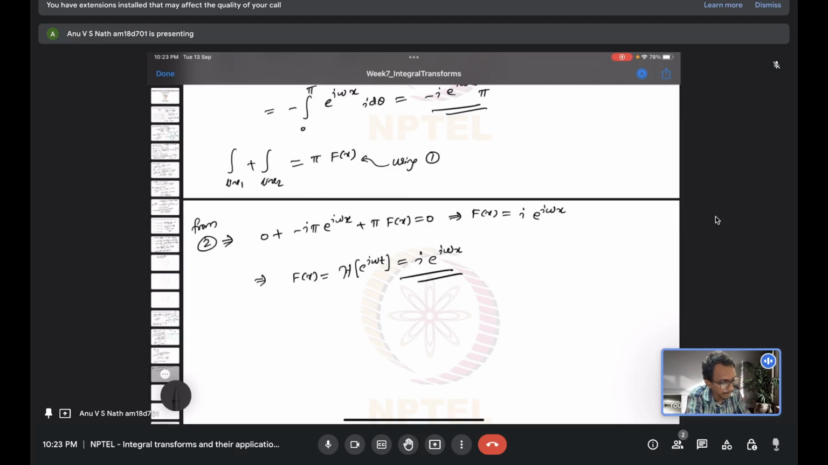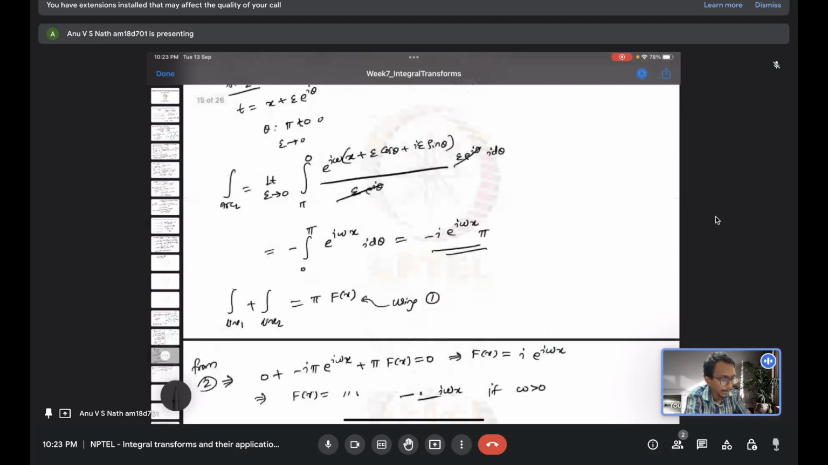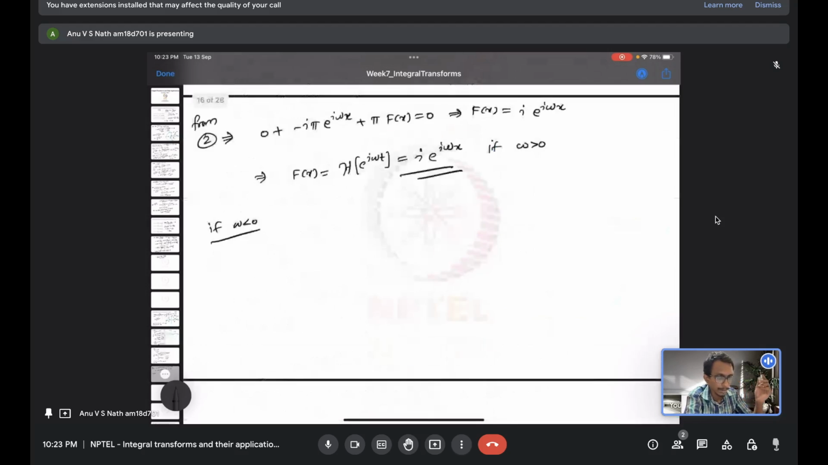But this is possible only if omega is greater than 0. If omega was less than 0, then use this contour, because for omega less than 0 we cannot use the first contour that I have drawn. You have to use the second one, because otherwise the integral over the circular arc will be divergent. With the second contour you will be able to show that the Hilbert transform of e raised to i omega t will be minus i e raised to i omega x if omega is less than 0.